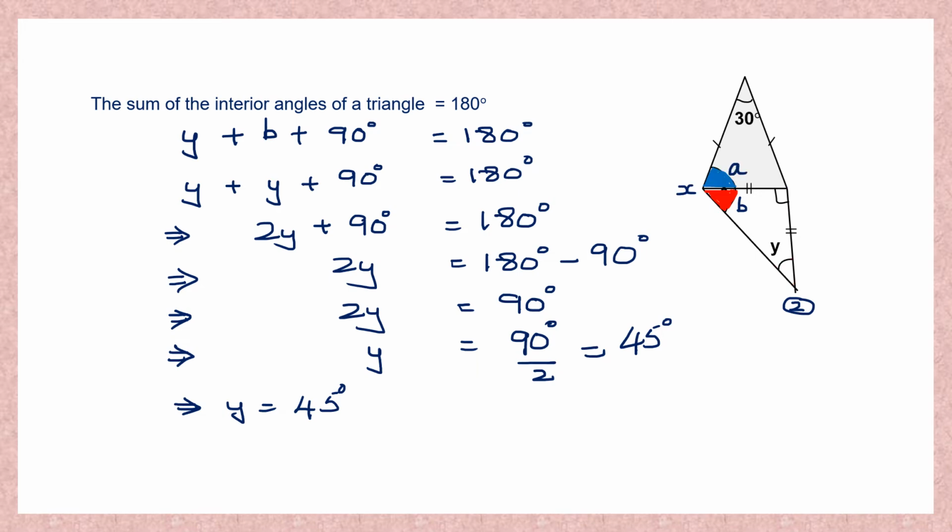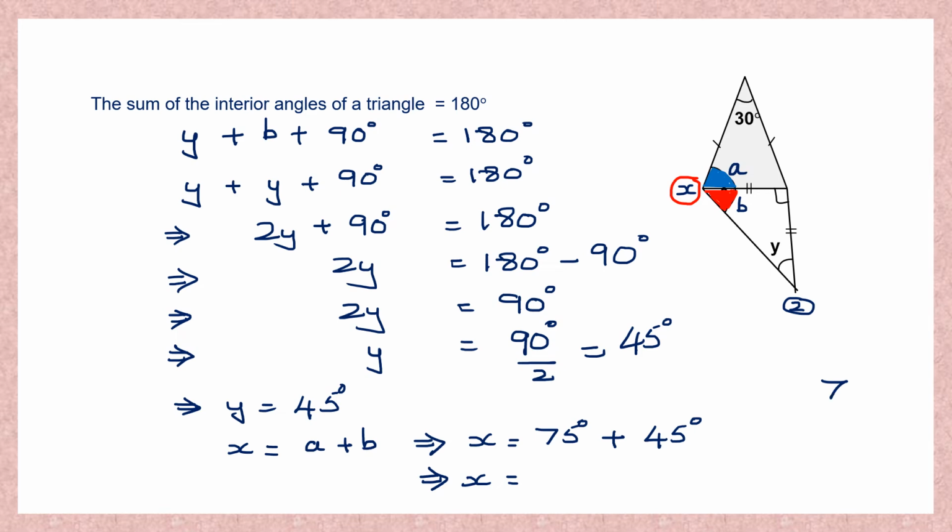So now let's find out the value of angle X. Now X is here in the figure. As you can see, X is equal to A plus B. So let's write that. Angle X is equal to A plus B. So what does that mean? We're going to substitute the values. X is equal to, how much is A? We found out A to be 75 degrees, plus B. We just found out B is equal to Y. So both are 45 degrees each. Now let's find the value of X by adding up 75 and 45.